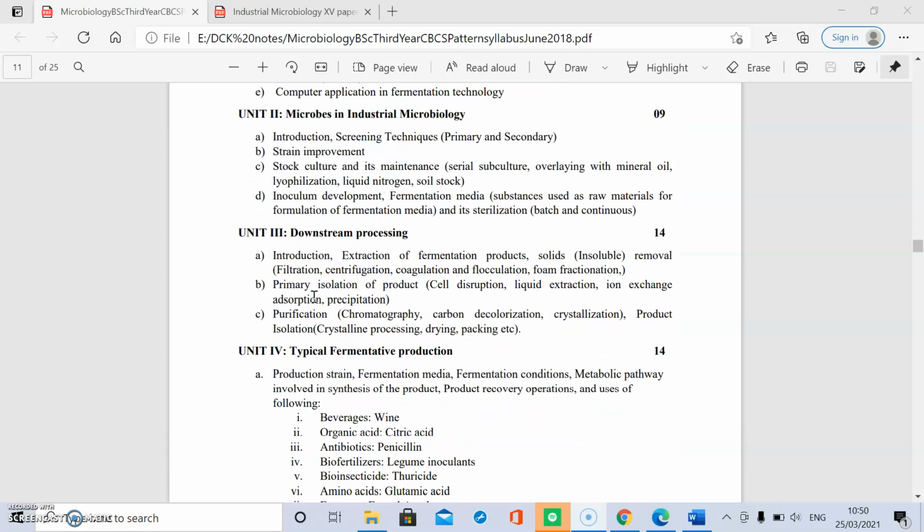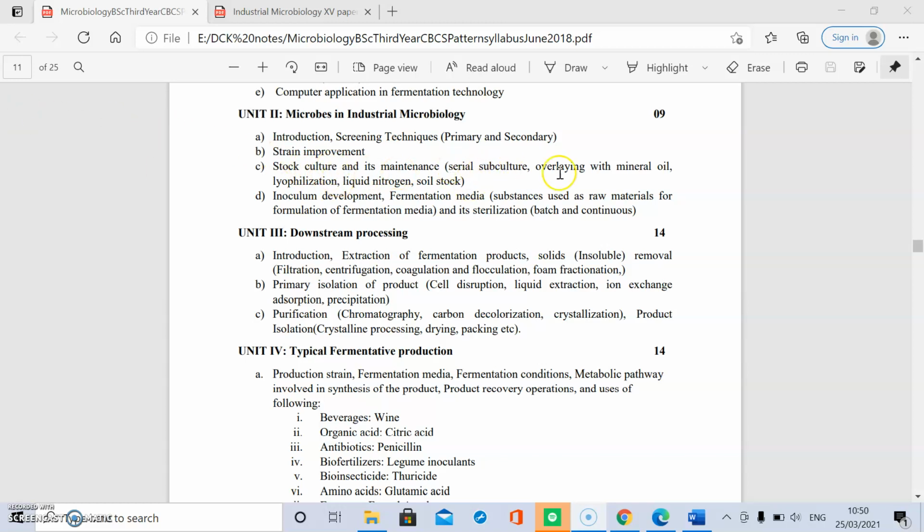Now the second unit is microbes in industrial microbiology. There are again 4 points. First point, introduction, screening techniques. In this, primary and secondary screening we have to study. Next point, strain improvement. Third point, stock culture and its maintenance. Various stock cultures we have to study.